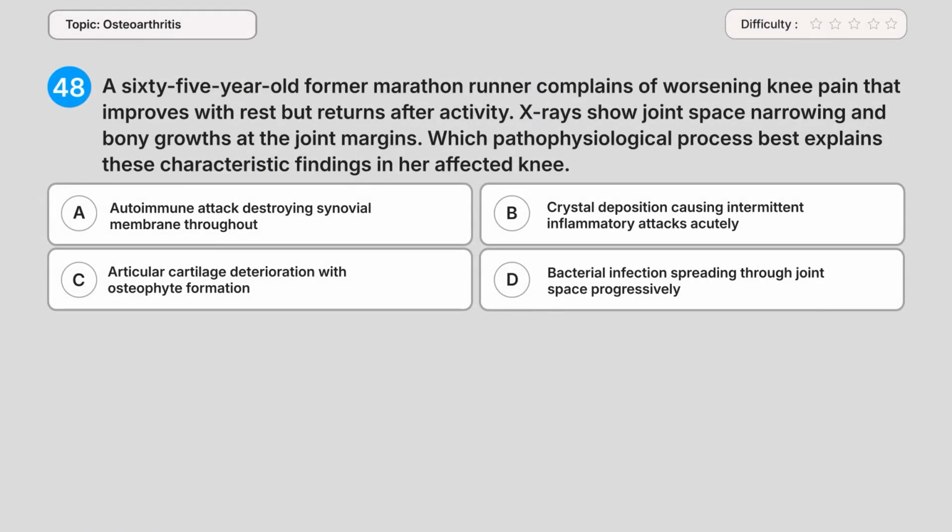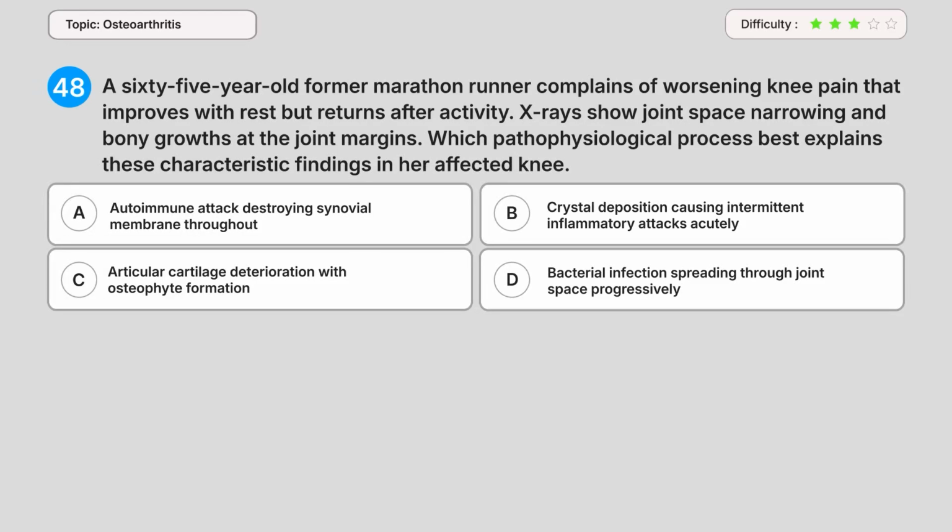Question 48. A 65-year-old former marathon runner complains of worsening knee pain that improves with rest but returns after activity. X-rays show joint space narrowing and bony growths at the joint margins. Which pathophysiological process best explains these characteristic findings in her affected knee?